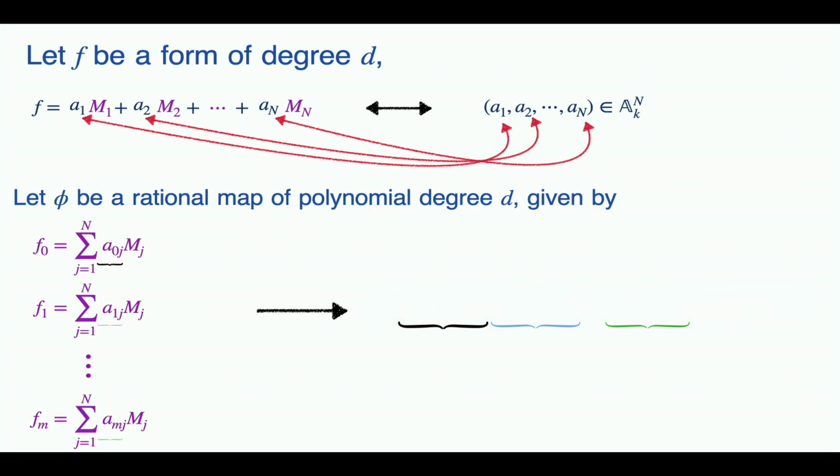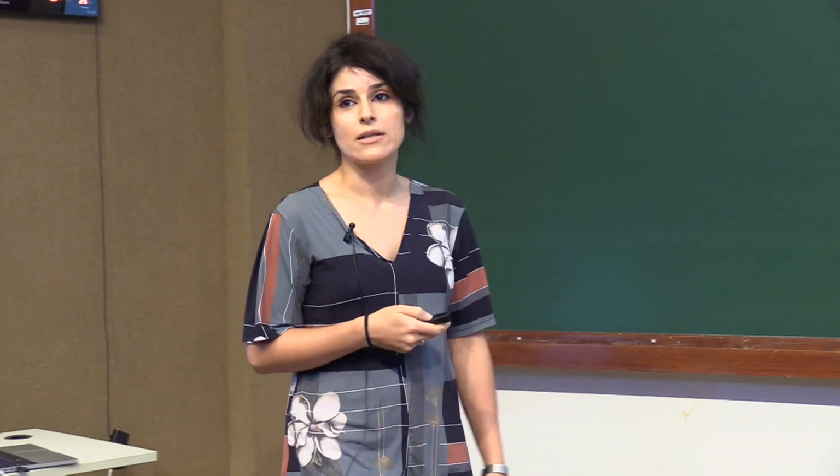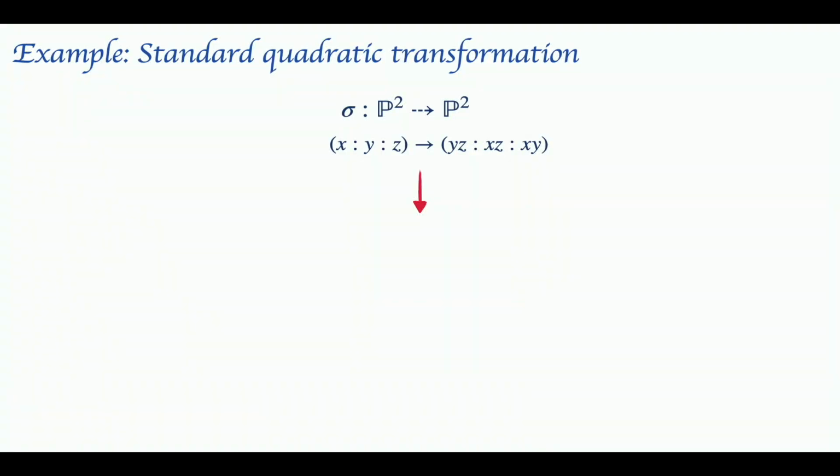So you can suppose that we have the same point in P^((n+1)N-1). Any rational map of degree d can be given by a point in this space. So if we forget the GCD, we can even come back and give a rational map of polynomial degree at most d. So one example: the standard quadratic transformation. Suppose that we have a rational map given by these monomials. What would be the corresponding point of this map?